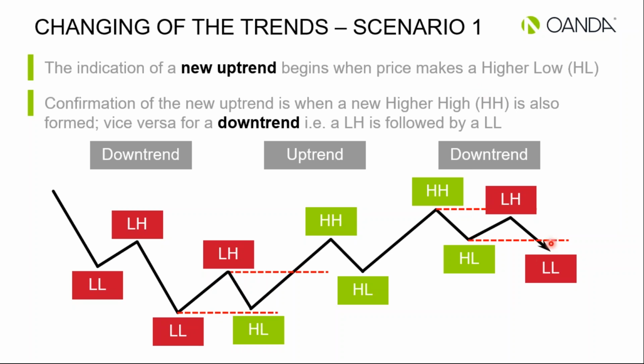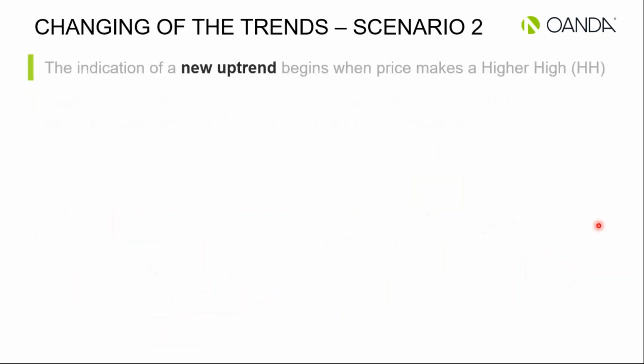Okay, so scenario one, two things to remember. First thing, we get a clue when we see a higher low or a lower high, and we get a confirmation when we push past the previous highs for an uptrend or when we push past the previous lows for a downtrend. Okay? Very easy. Now, scenario two. Scenario two is a little bit different. Okay?